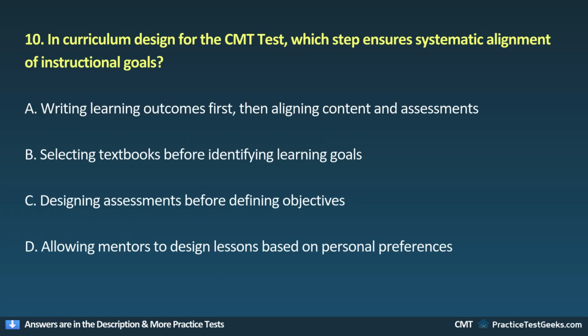10. In curriculum design for the CMT test, which step ensures systematic alignment of instructional goals? A. Writing learning outcomes first, then aligning content and assessments. B. Selecting textbooks before identifying learning goals. C. Designing assessments before defining objectives. D. Allowing mentors to design lessons based on personal preferences.